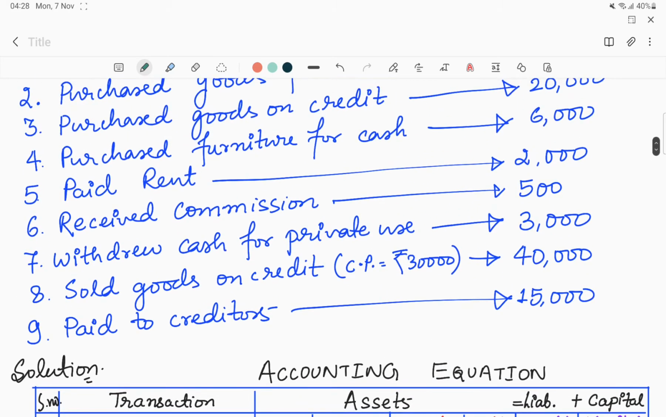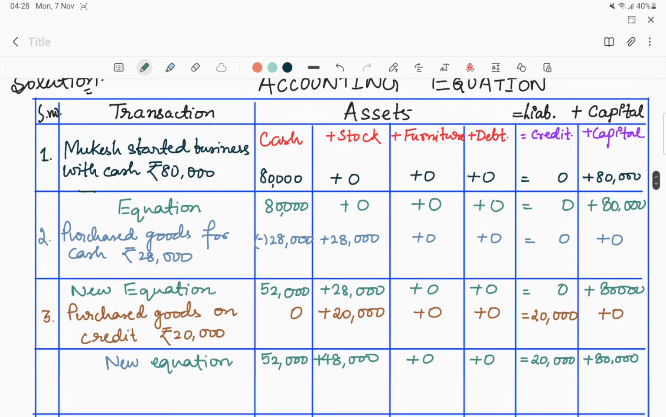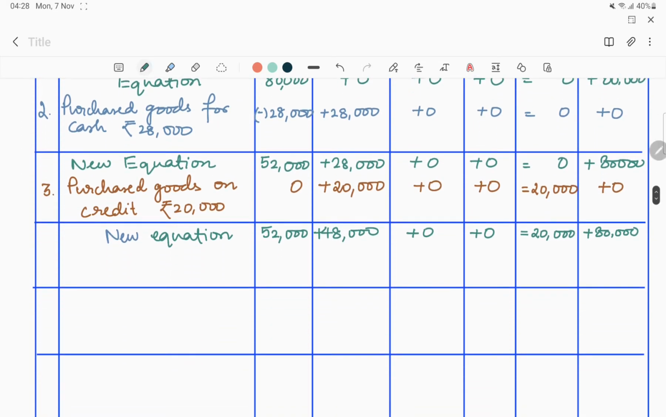What's happening in the fourth transaction? Mukesh purchased furniture for cash, 6,000 rupees. So serial number 4, purchased furniture for cash, 6,000 rupees.